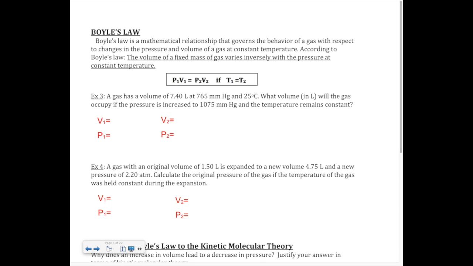Today we're going to study Boyle's Law and Charles' Law. I'll be using pages 4 and 5 in your notes.